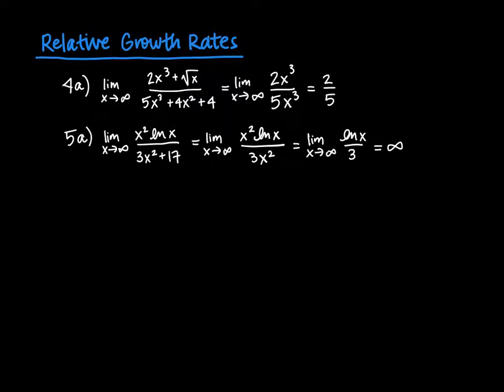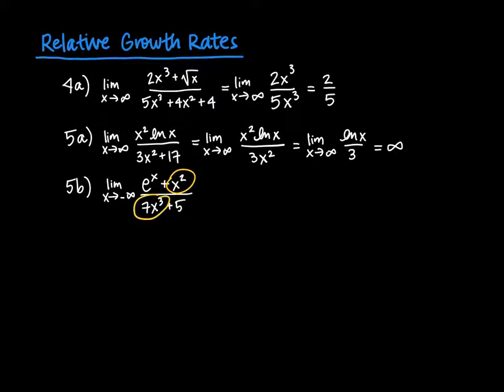Take a moment and try out 5b using this same type of reasoning and see what you come up with. Giving it a shot, 5b has e to the x plus x squared over 7x cubed plus 5, and we're taking the limit as x approaches negative infinity, which is very important. As x approaches negative infinity, the tendency is to say, oh, e to the x is growing faster. But actually, as x approaches negative infinity, e to the x isn't growing at all. X squared is the piece that's growing the fastest here. And as x approaches negative infinity, as far as magnitude goes, 7x cubed is the faster growing piece.